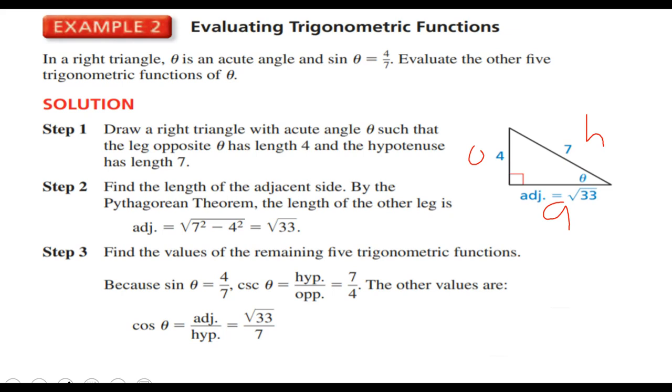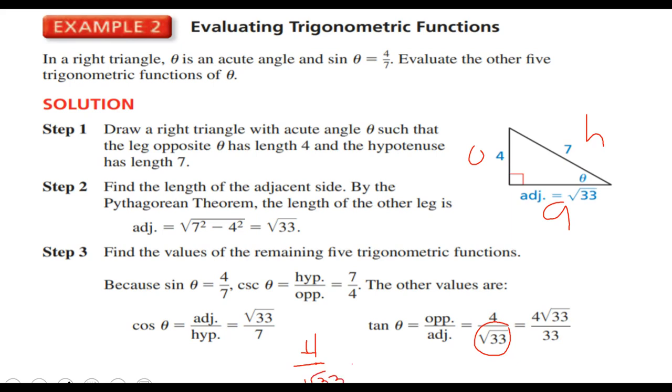Cosine is the ratio of your adjacent, which is square root of 33, and your hypotenuse, which is 7. Next is your tangent. So tangent is the ratio of your opposite and your adjacent. So opposite is 4. Your adjacent is square root of 33. Now, remember, whenever you have a denominator that has a square root sign, we need to simplify that, or we need to rationalize that. So to do that, we get 4 over the square root of 33.